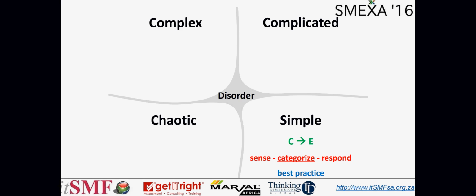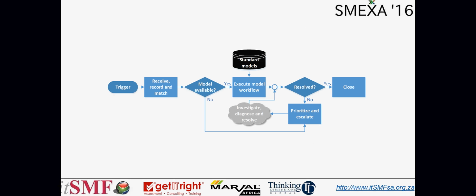And if you would like to see a different way of presenting it, here's a simple flow that illustrates what I'm talking about. You have your trigger event, you receive it, and you check whether you have a standardized model available to deal with it, which would be, for example, a known error. Then you execute your model workflow on it, you check that it actually resolves the issue, and you close the case. Very straightforward. If any of those models are not available, then you would escalate it and check that you can actually create a model, and you would make sure that everything works out.